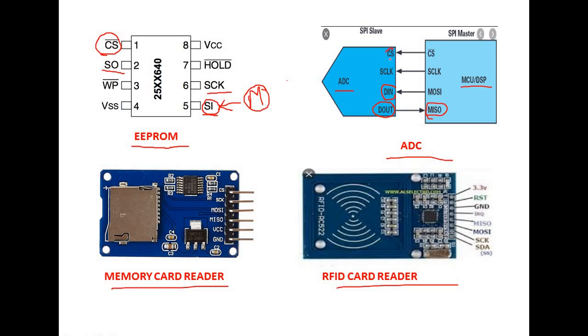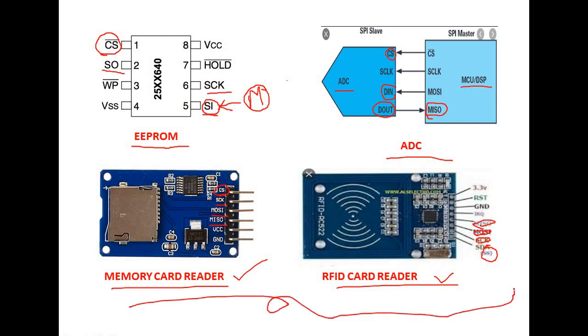And memory card readers are also using the SPI protocol. See here, MISO, master in slave out, master out slave in, serial clock, and chip selection. And coming to RFID readers, identity card readers. See here, serial clock, MOSI, master out slave in, master in slave out, next chip selection, slave selection. So in this way, most of the peripherals use the SPI protocol for communication with the master device.